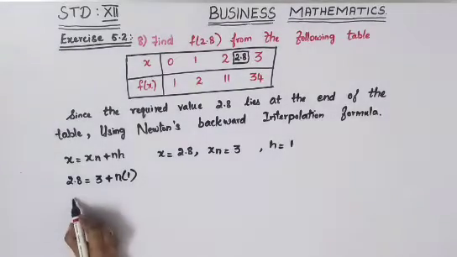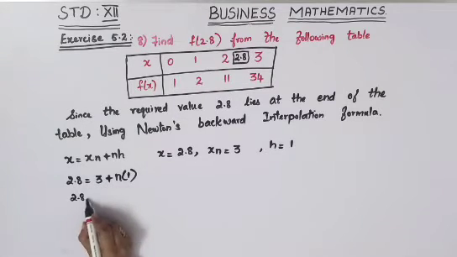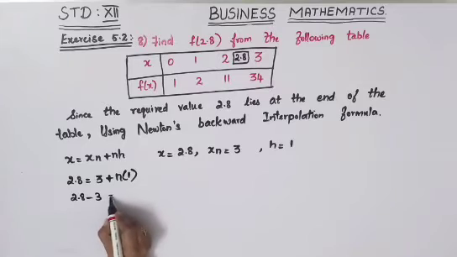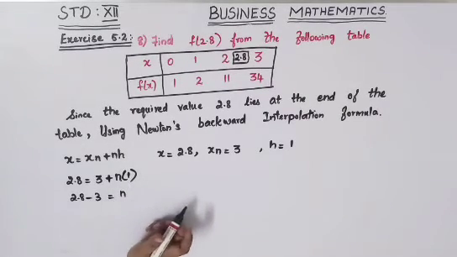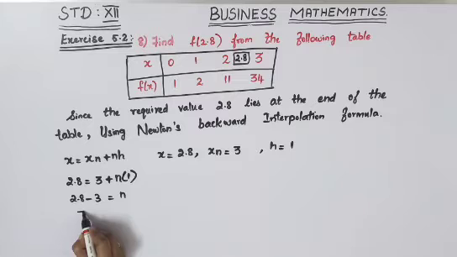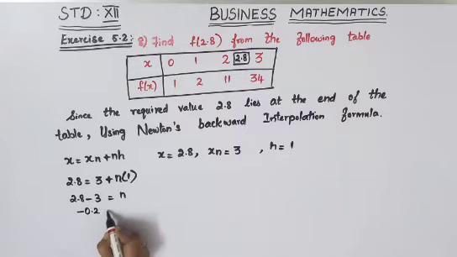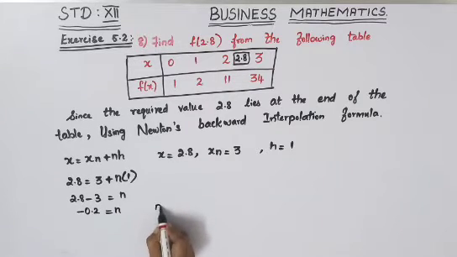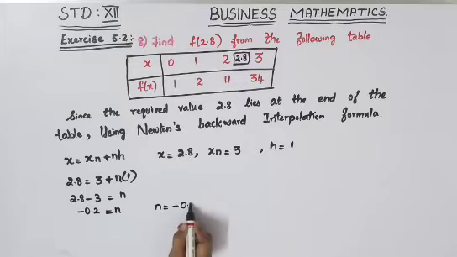Okay, so it is 2.8. Take this 3 towards your left hand side, so it will become minus 3, that is equal to n. N into 1 will become n itself. So it is minus 0.2 is equal to n. That is, n is equal to minus 0.2.